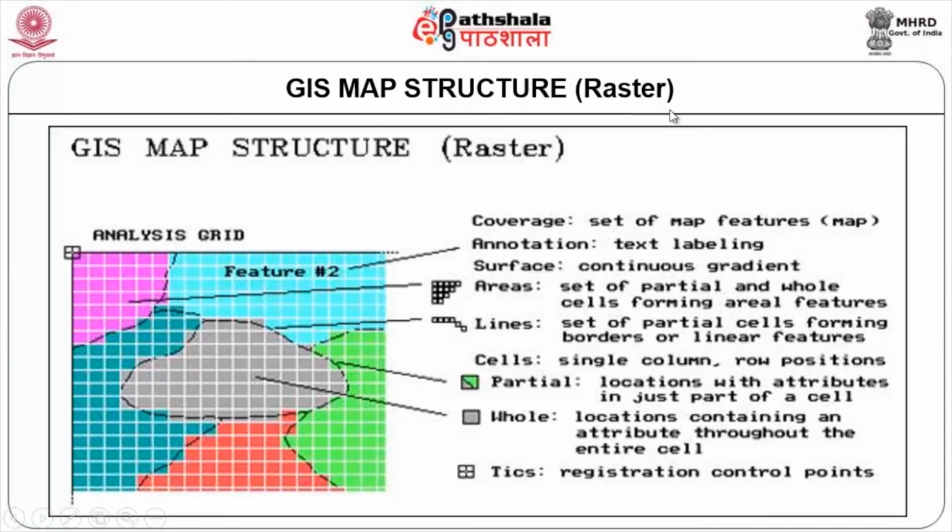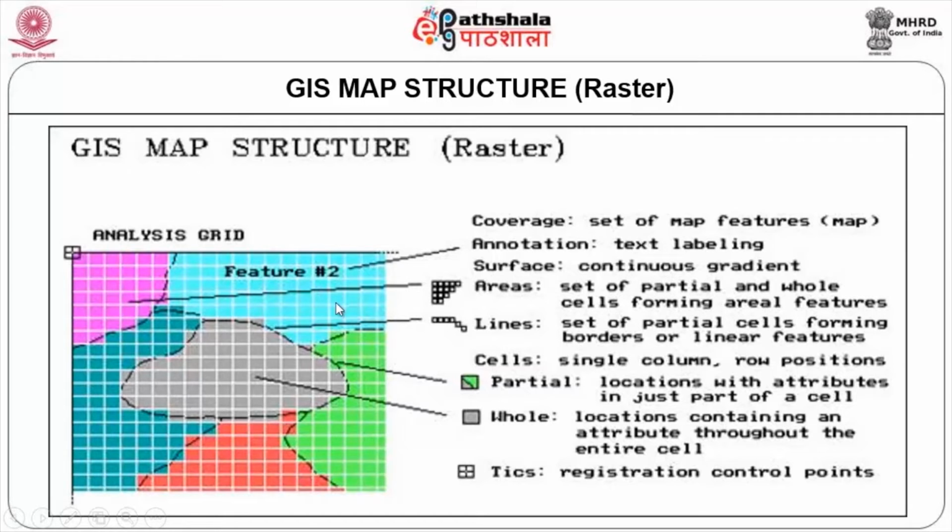Your GIS map structure, what does the GIS map structure mean in the case of your vector data? This one coverage is the entire coverage, and as you know, in the case of vector data it is a set of map features, maybe a point, line and area. Obviously, annotation is also text labeling, and the surface will be a continuous gradient. In the case of vector data, if it is a line, it will be discontinuous, there will be no more objects in between. But in the case of raster, irrespective of whether it is line, polygon or point data, it will be a continuous gradient.